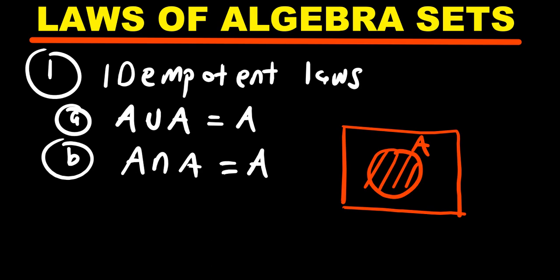So, that is the first expression. Then, let's talk about the second expression. A intersection A. Let's say this is A. Then we want to intersect it with A. What is common between A and A? It will still be A. So this is one of the laws that you need to understand if you are to understand sets.